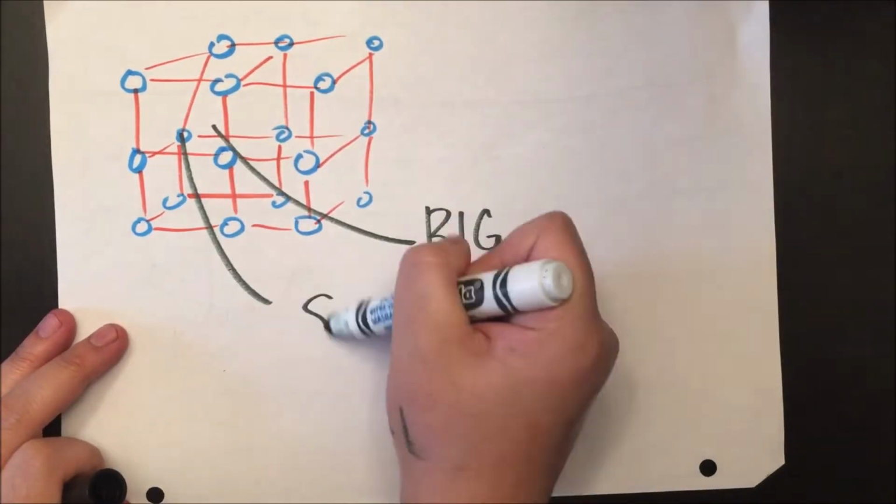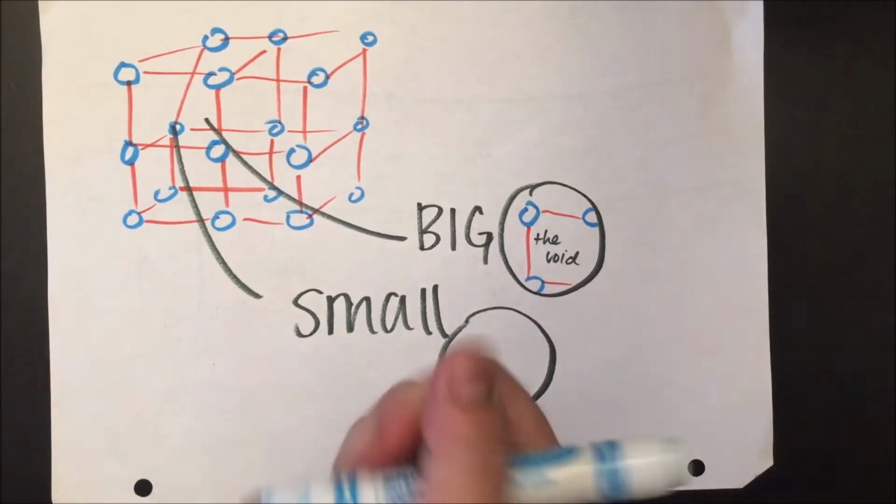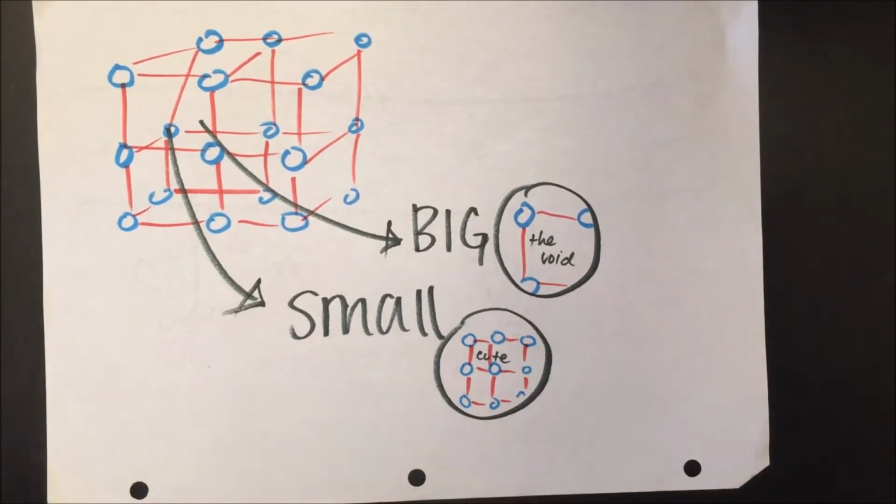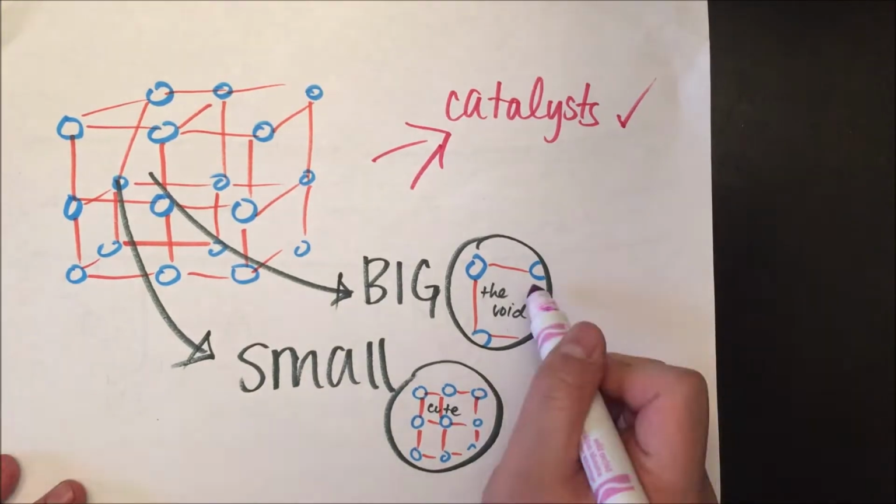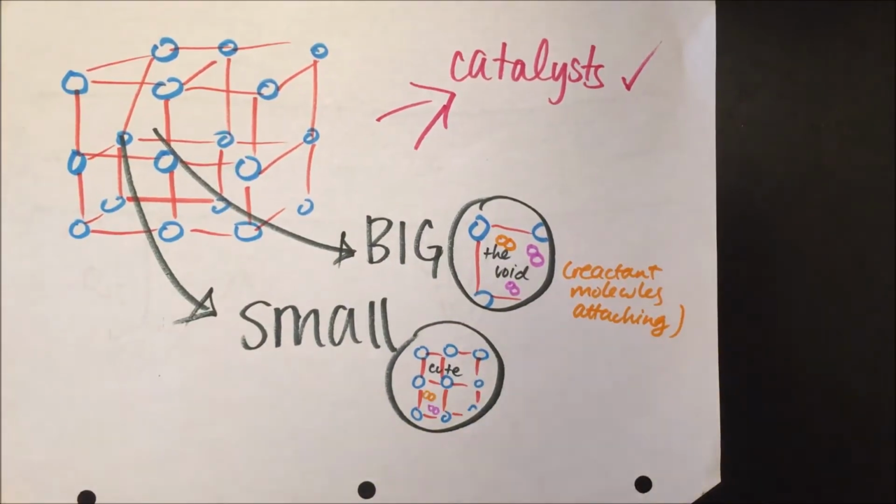What's more, you can tune the sizes of MOF pores, which makes them quite flexible catalysts. Their large surface areas also make it easy for many reactant molecules to attach to them at once, speeding up the rate of a reaction, which is the mark of a good catalyst.